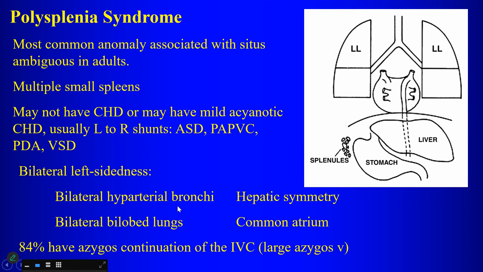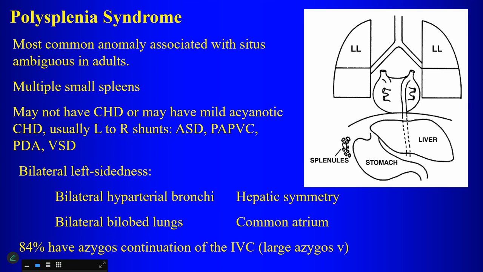where? Below the artery, right. Hepatic symmetry, common atrium, bilateral bilobed lungs. 84% have azygous continuation of the IVC, a large azygous vein. Remember we said we want to follow the IVC because the IVC takes you to the right atrium. Well, what happens if you have bilateral left-sidedness and you don't have a right atrium, right? Where does the IVC take you? There is no IVC. It's azygous continuation, right? So it's a nice way to put that together, to remember that.